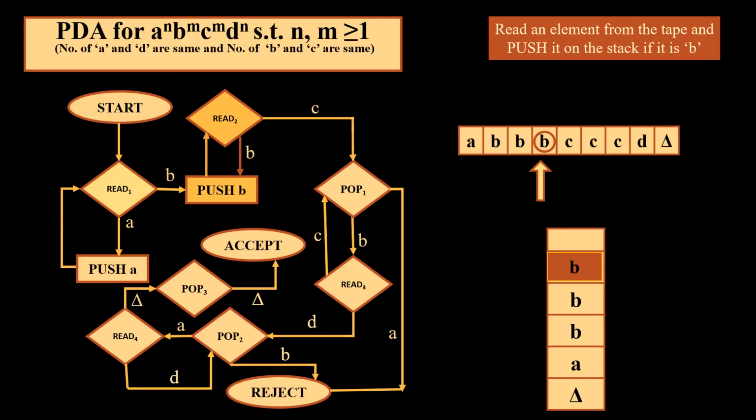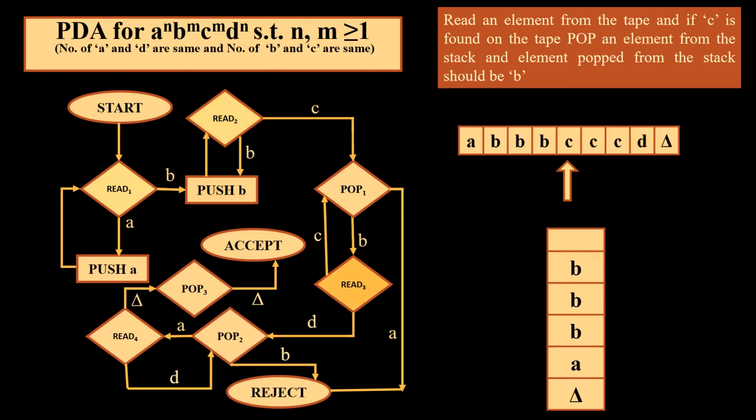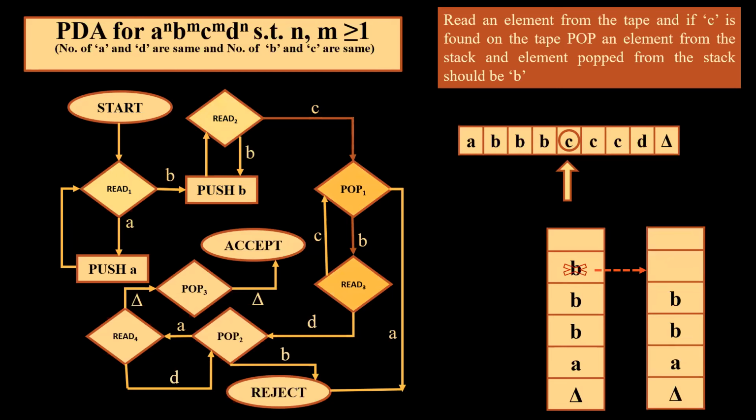Corresponding to every C which is read on the tape, we will perform a pop operation, and the output which we get from the pop should be compulsorily B, since we want number of C should be equal to number of B. So first pop operation is performed. We get B. We are left with 2 B and 1 A on the stack.